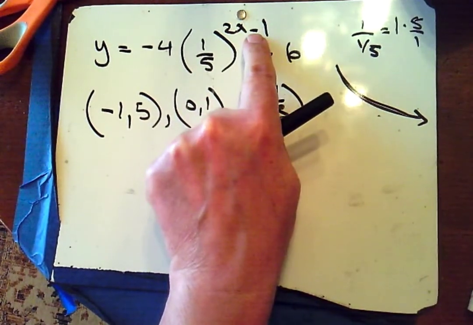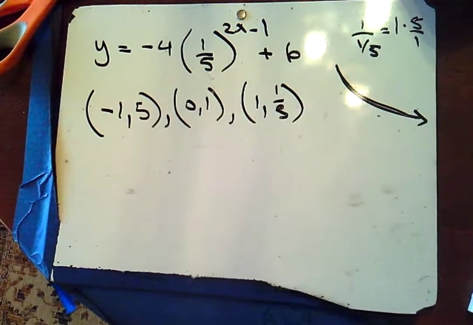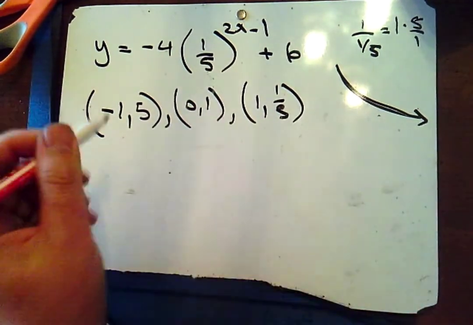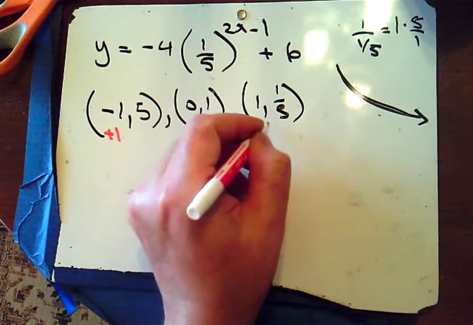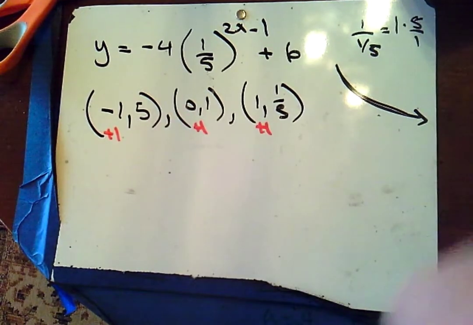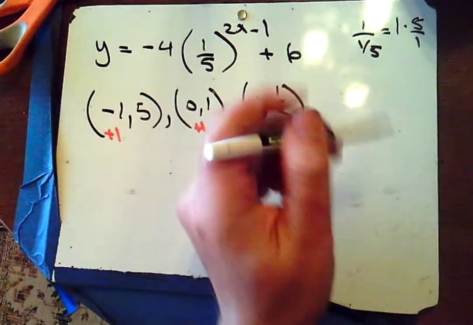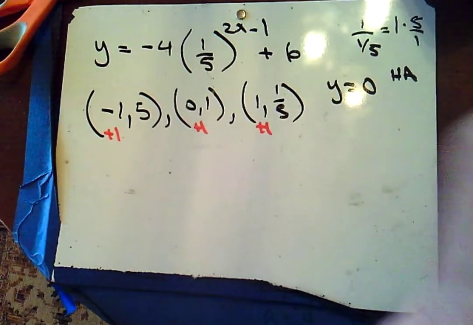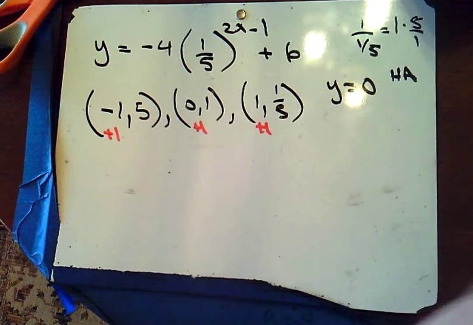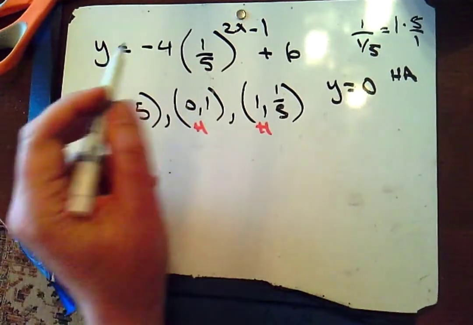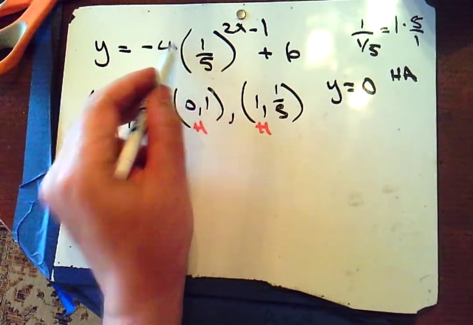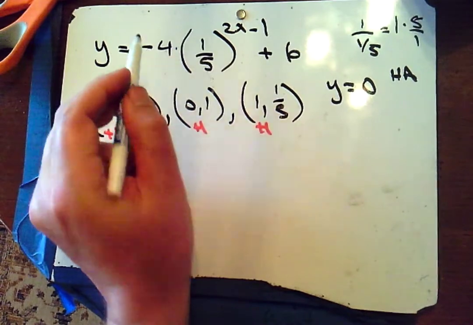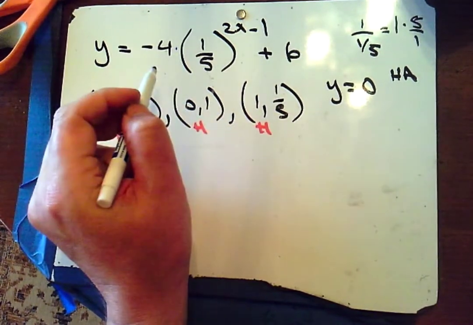Here, inside the function, I see that I'm supposed to add 1 to all the x's. Plus 1, plus 1, plus 1. And come on, Kukla, don't be lazy. Write out that horizontal asymptote at y equals 0. And then we come back and do this y transformation. This is multiplication. It's not subtraction. This is multiplying by negative 4.